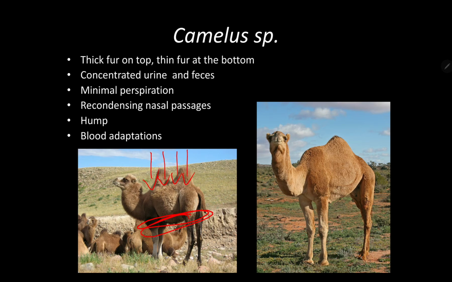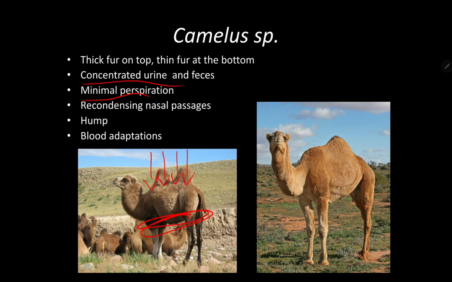They also have concentrated urine and feces, so this means that they don't lose as much water to their urine and feces. Why is this important? Again, because they're found usually in very dry environments. Okay? So water is a very precious resource for them. Aside from concentrated urine and feces, they also perspire minimally. They don't produce a lot of sweat, which also helps them conserve water.